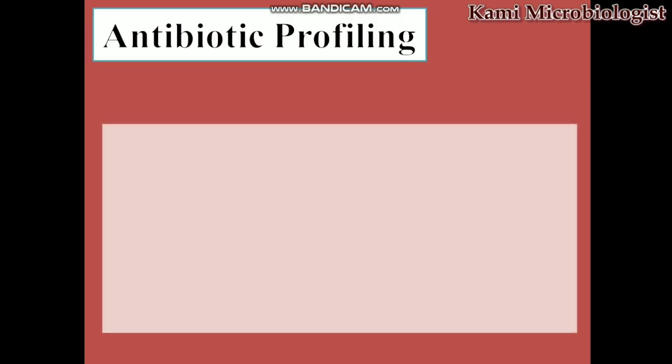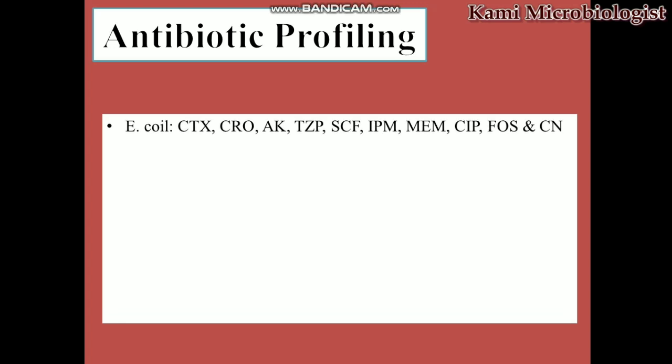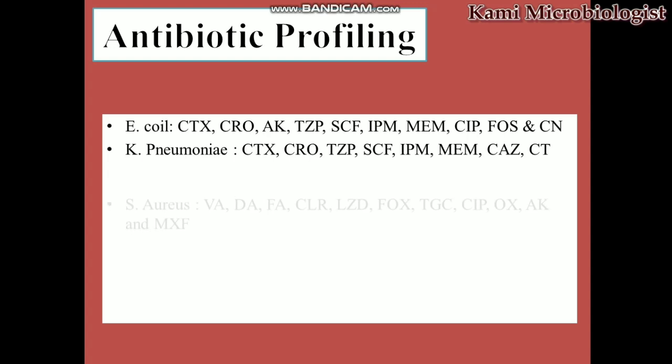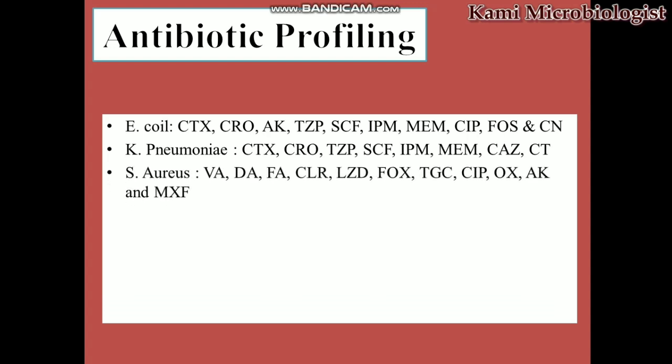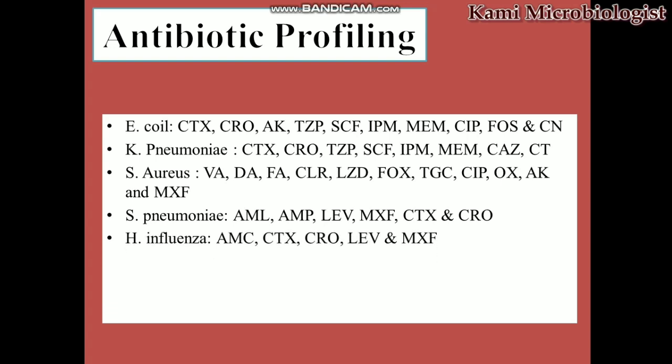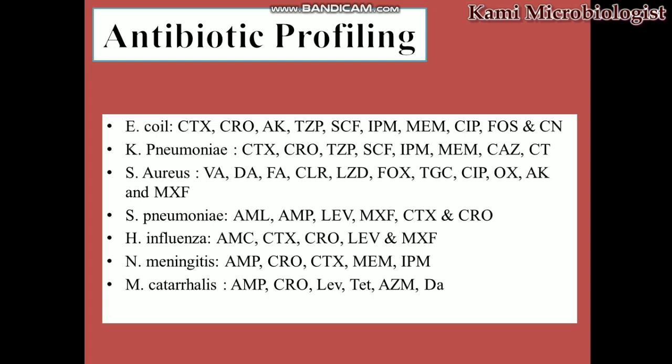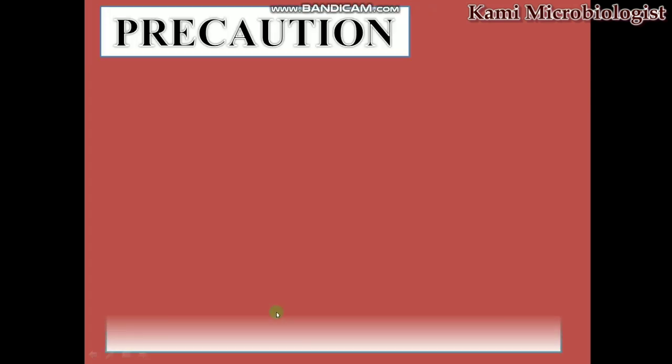Antibiotic profiling. Now when you get E. coli, you must use these antibiotics as I write. For Klebsiella, we use these antibiotics. For Staph aureus, we use these types of antibiotics. For Streptococcus pneumoniae, we use these types of antibiotics. For Haemophilus influenzae, these are the antibiotics. For Neisseria gonorrhoeae or Neisseria meningitidis, we will use these types of antibiotics. For Moraxella catarrhalis, we use these types of antibiotics, and for Streptococcus pyogenes, we will use these types of antibiotics.